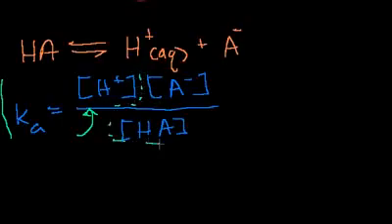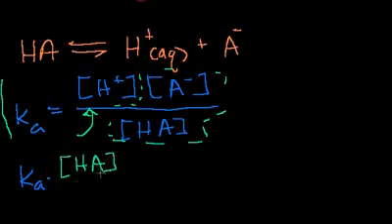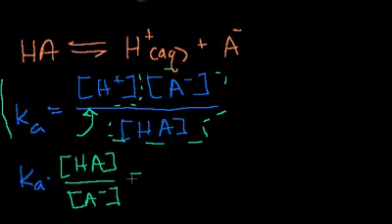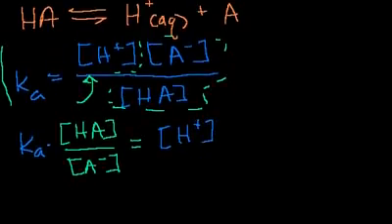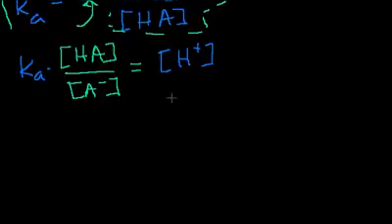So, if we want to solve for hydrogen, we can multiply both sides by the reciprocal of this right here, and you get Ka times the concentration of our weak acid divided by the concentration of our conjugate base is equal to our concentration of hydrogen. Fair enough. Now, let's take the negative log of both sides.